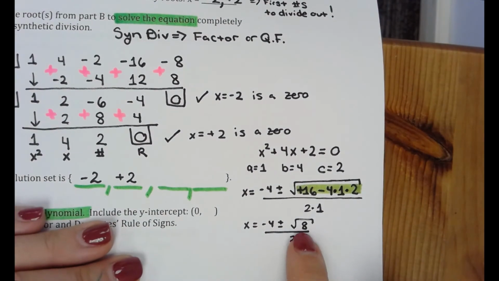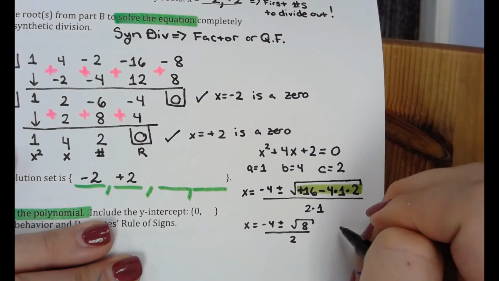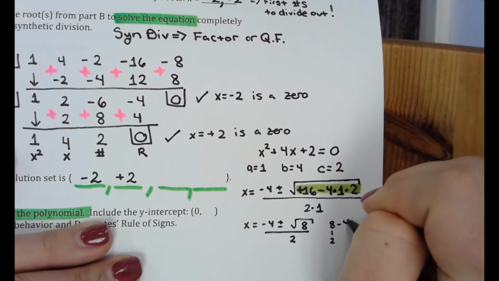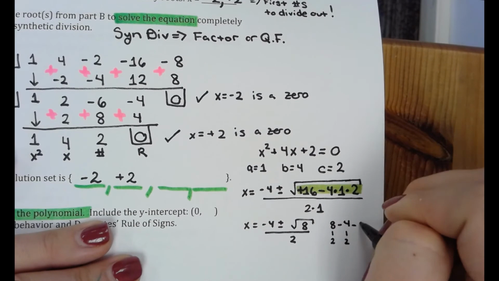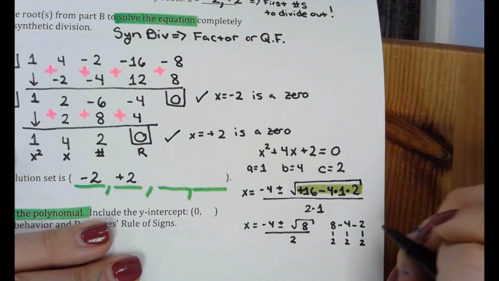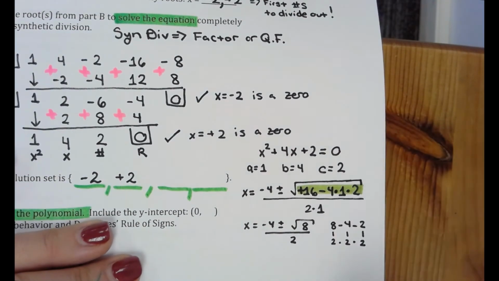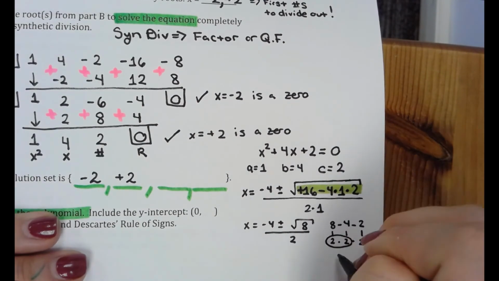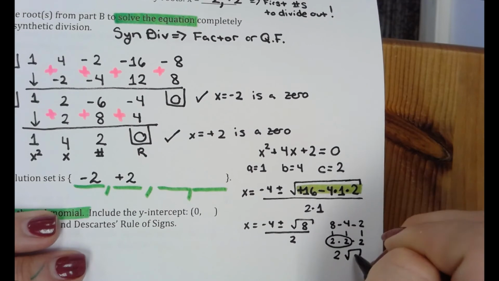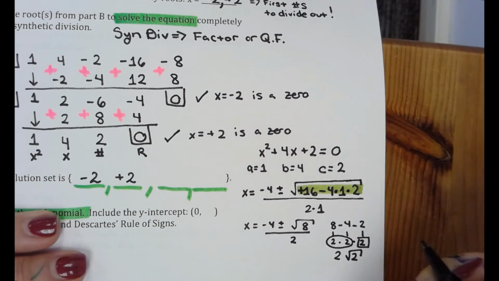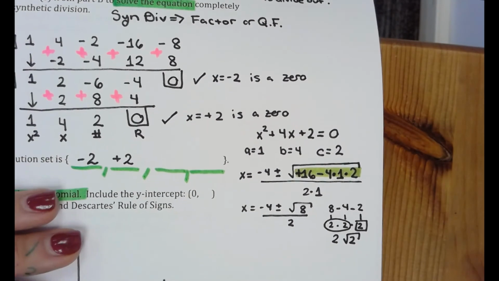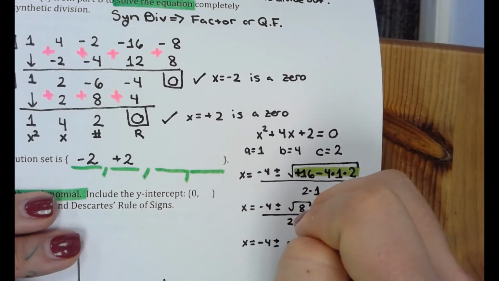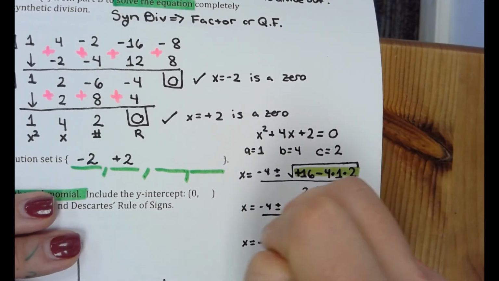We don't know the square root of 8. Okay, so I'm going to choose to do a factor tree. 2 and 4. 2 and 2. And the 2 comes down, so 8 is 2 times 2 times 2. I'm looking for a pair. A 2 will come out, and this 2 will stay inside. So I'm going to rewrite that. X equals negative 4 plus minus 2 root 2 all over 2.